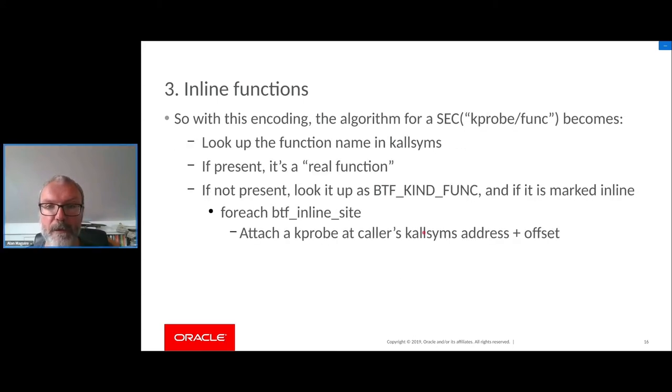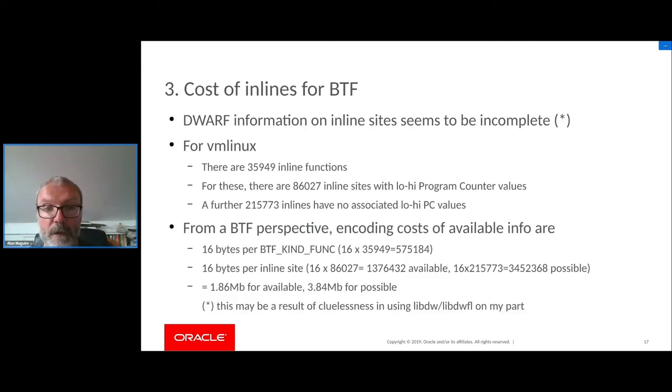So with that encoding, the operation when you're dealing with a kprobe would be, we'll look up the function. If it's in kallsyms, we know it's a real function. If it's not, we can look up that BTF kind func, and if it's marked as an inline, as we talked about previously, for each of those inline sites we attach a kprobe at the caller's address and offset. So that would be one way to implement that. The idea is that you can go from inline function to inline sites quite easily. That's the goal of that encoding mechanism.